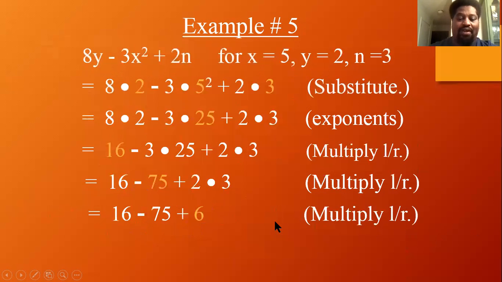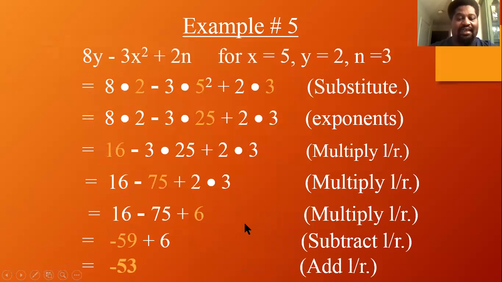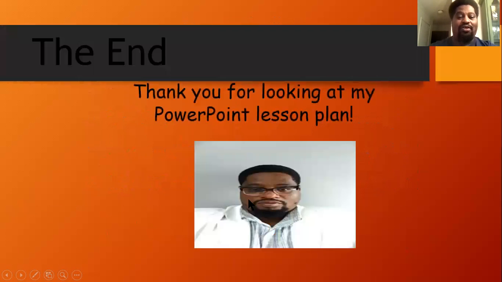Okay, now we're going to actually subtract from left to right. 16 minus 75, negative 59. Negative 59 plus 6, we add, we get a negative 53. So that will be your answer.